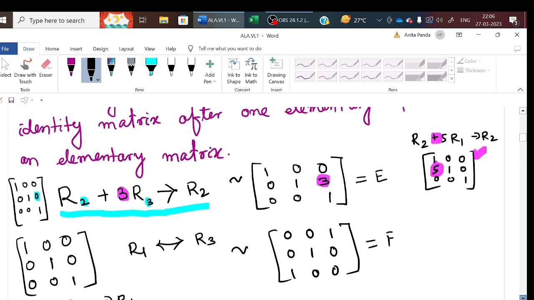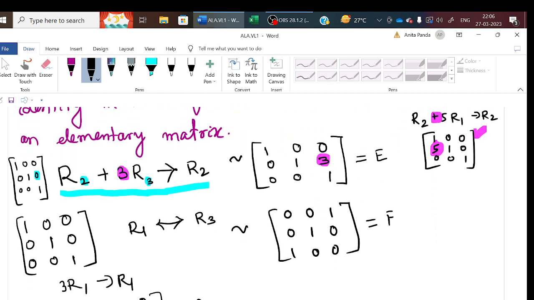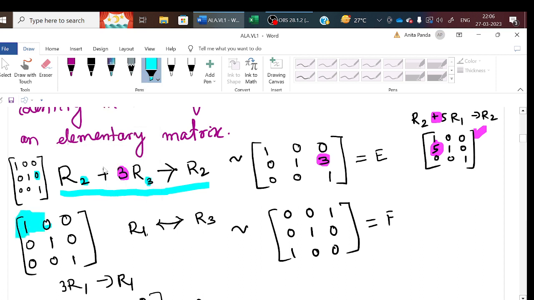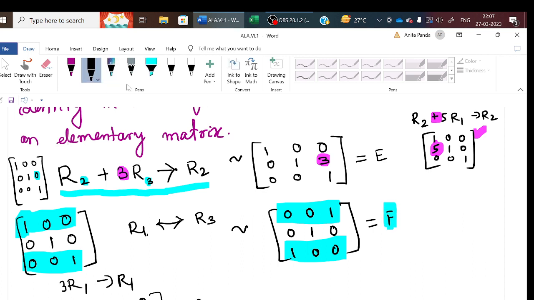Now let us go to another operation, the row interchange operation. Here, R1 is interchanged with R3. So this is my R1 of the identity matrix, and this is my R3 of the identity matrix. If we interchange, we get a new matrix. Observe here, R3 is written here, R1 is written here. This is my elementary matrix. Very comfortably I got my elementary matrix by interchanging.